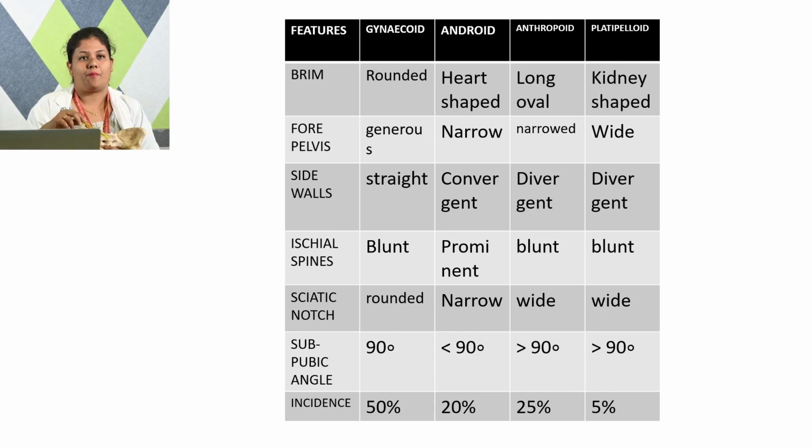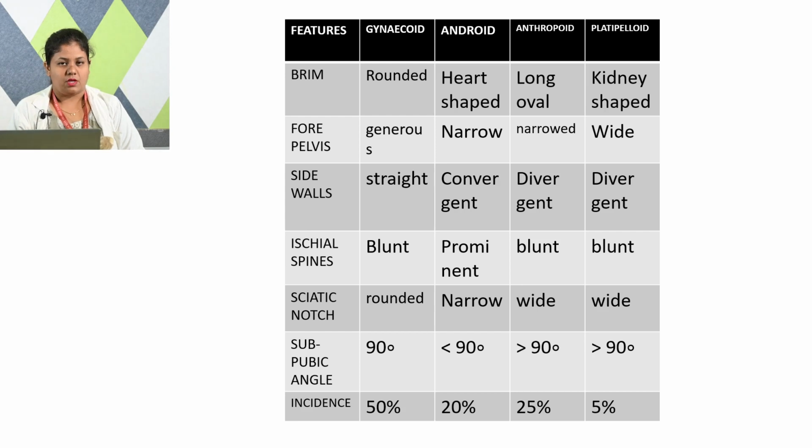Next is the forepelvis. The forepelvis in the gynecoid is generous. The android pelvis, they have said, is narrow. Next, the anthropoid pelvis, they say that it is narrower. And the platypelloid pelvis has a wider part. So it is not favorable. So these three of the four pelvises are unfavorable, while the gynecoid pelvis again gives the favorable condition.